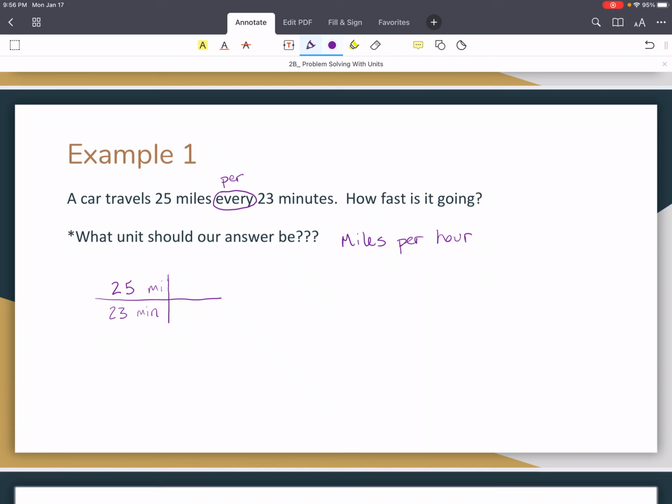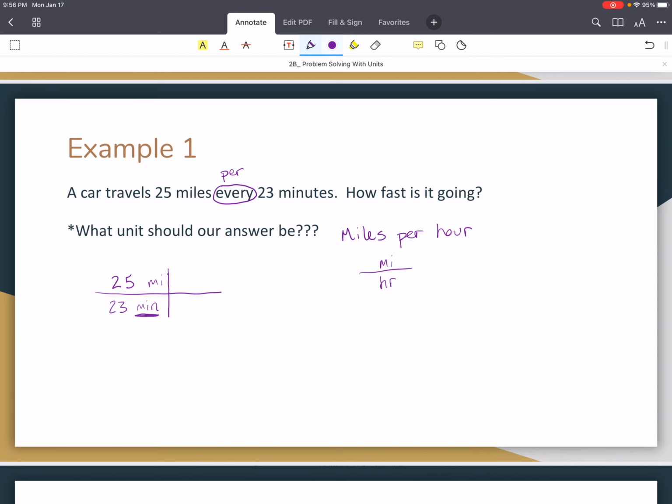Okay, well, I need the bottom. My final answer, miles per hour, is going to be like miles over hour. So miles is already on top, so we're good there. But I need the denominator to be in hours. So I'm going to look at minutes here. Say, okay, well, I know there are 60 minutes in 1 hour. And I placed minutes on top, so then the minutes would cancel. And so now that just means we're going to do 25 times 60 divided by 23. You can do the times 1, but anything times 1 is just itself, so we don't really need that.